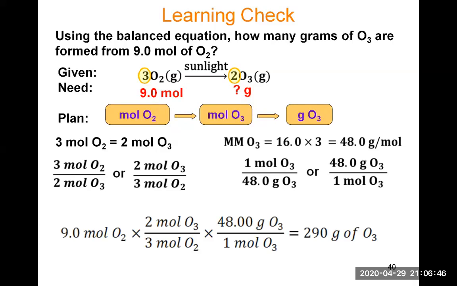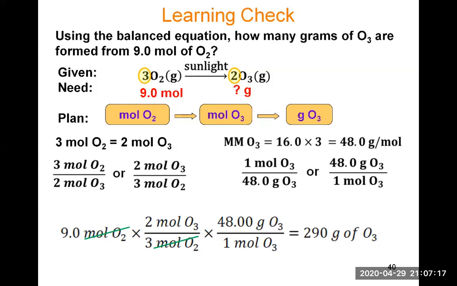We start with 9 moles of oxygen, 9.0 moles of oxygen. We'll multiply by the first conversion factor that will change those moles of oxygen to moles of ozone. And we will choose the conversion factor that has moles of O2 in the denominator because our given amount has moles of O2 in the numerator. And so this will allow us to cancel moles of O2.